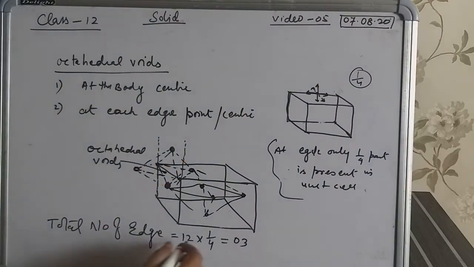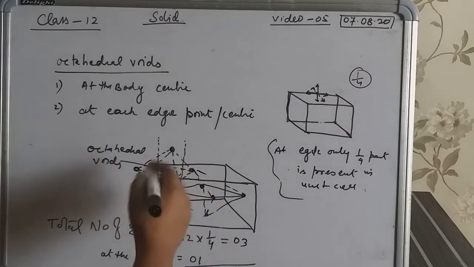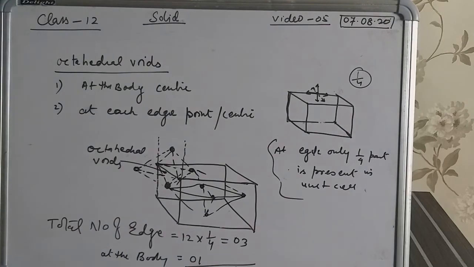So the number of octahedral voids at each edge: the total number of edges is 12 and the contribution is only 1 by 4. So at the edge the total number of voids is 3 and 1 is present in the body. At the body only 1. So the total number of voids formed is 4.